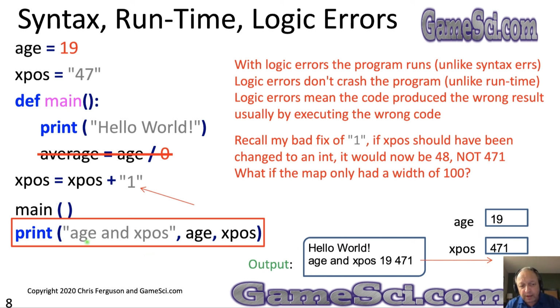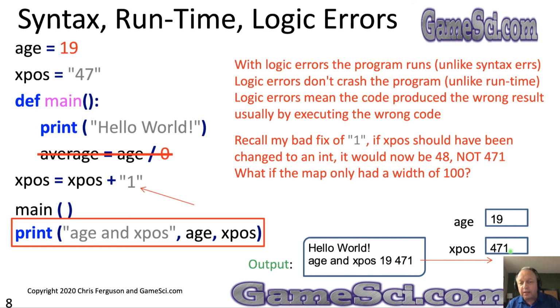When you look at the printout, age and X position, I got age is 19 and X position is 471. Maybe X position should have been 48. This is what a logic error is. Your program runs, it doesn't crash, but it produces incorrect results. This would be especially true if my map was smaller. Let's say I had a map on X from 0 to 100. Obviously, an X position of 471 would be taking my character way off the edge of the map. So you have to be careful.